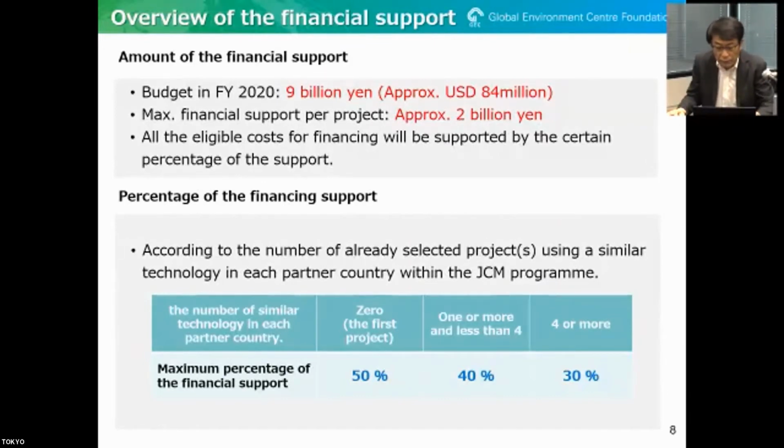The amount of financial support per project is generally between 50 million to 2 billion yen, or 500,000 to 20 million US dollars. Please note that the JCM projects need to complete installation and start operation within 3 years after receiving formal approval.